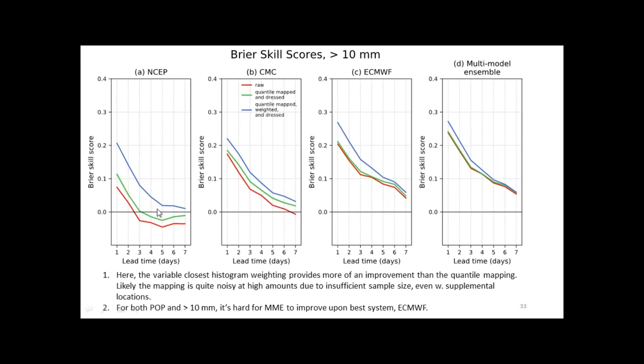And so this gives you a sense that we have to develop methods that are addressing the system deficiencies at these higher precipitation amounts. And so that reweighting was very important for that step.